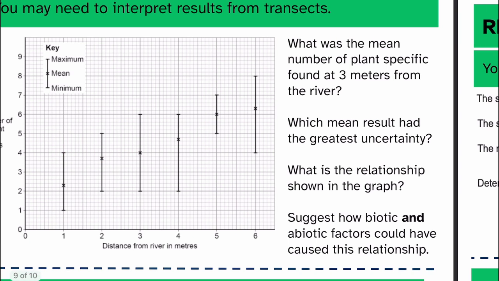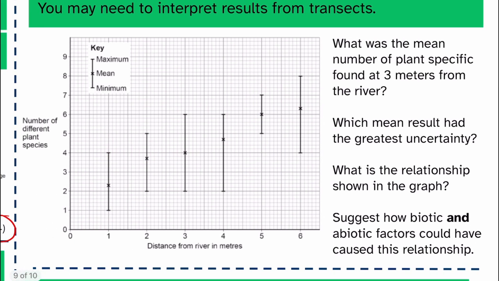So the question says, what was the mean number of plants specific found at 3 meters from the river? I've written a spelling error. Species. What was the mean number of plant species found at 3 meters from the river? So all you need to do is draw a line up to the mean one, draw a cross, and we can see that the answer is 4.